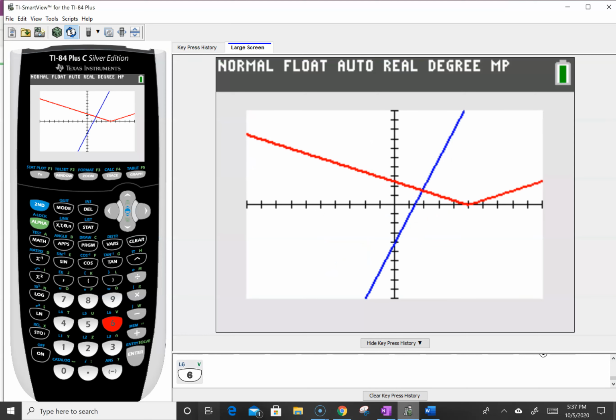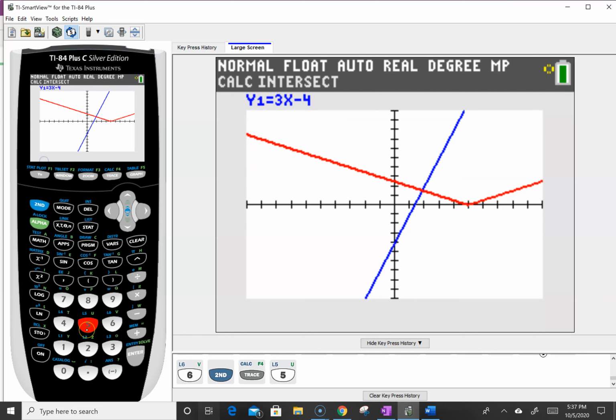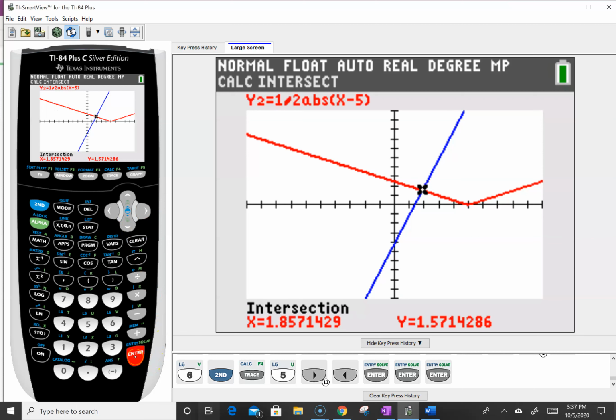All right, let's see if we can calculate it. So we have second, calculate. We need option 5, and then I'm going to move that cursor over so it's right on the intersection. A little too much. Hit enter 3 times, and I need to go to the nearest thousandths, so that's 1.857.